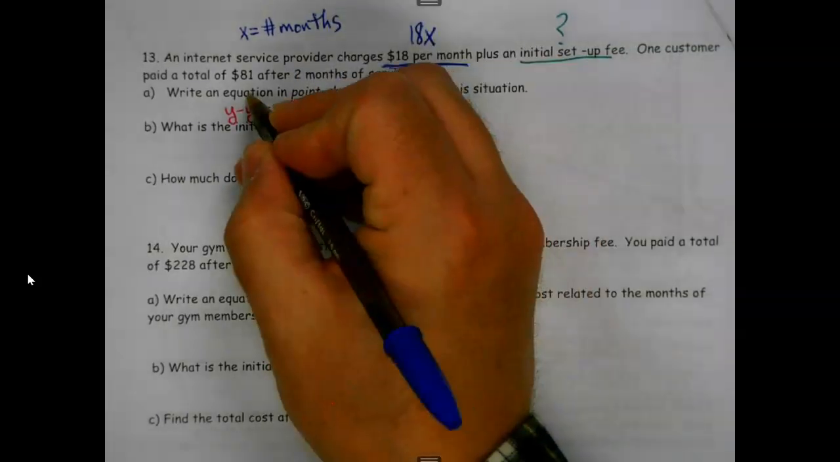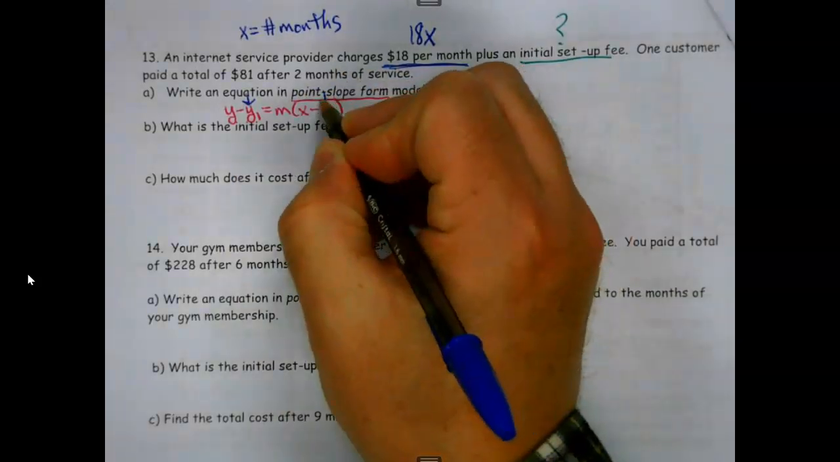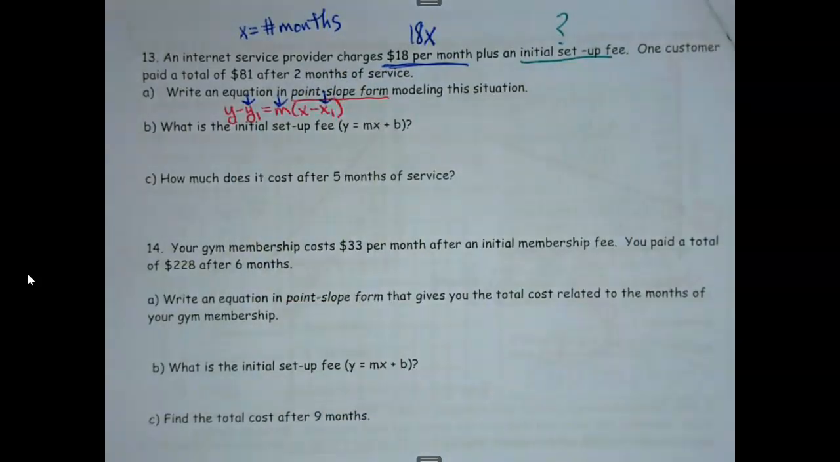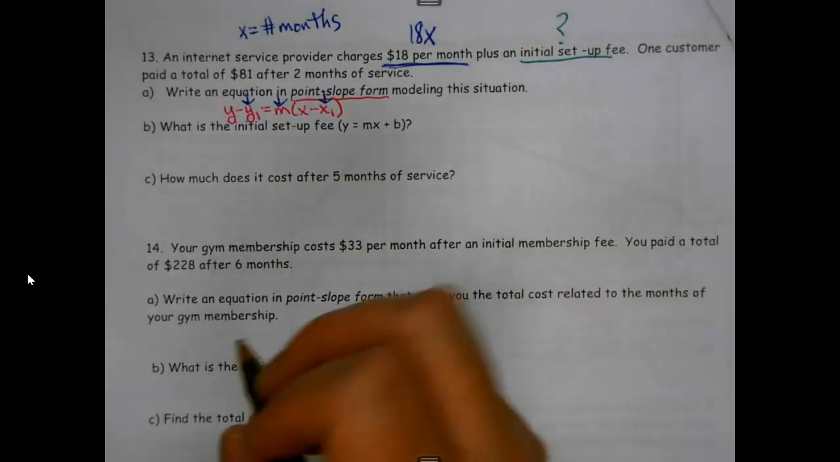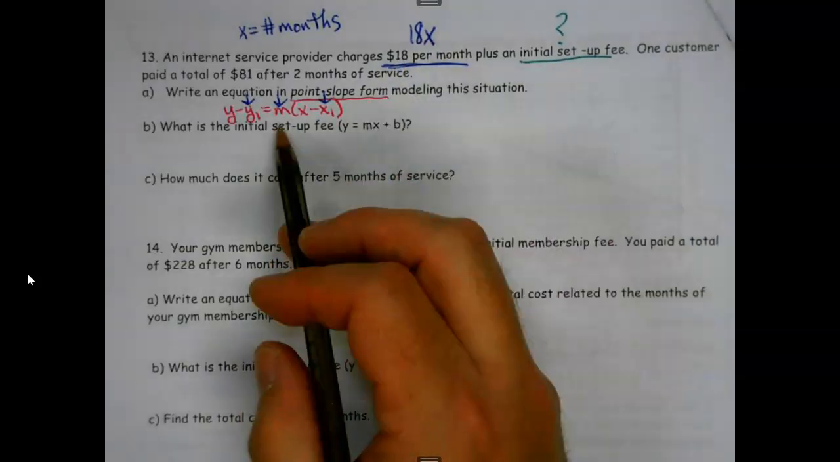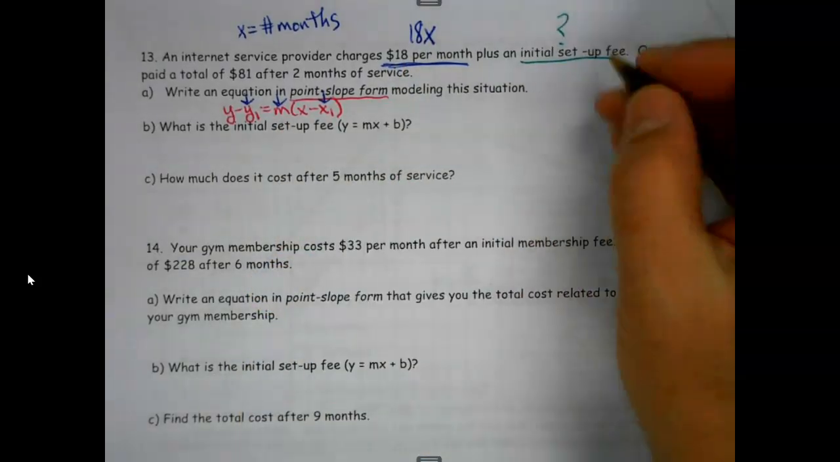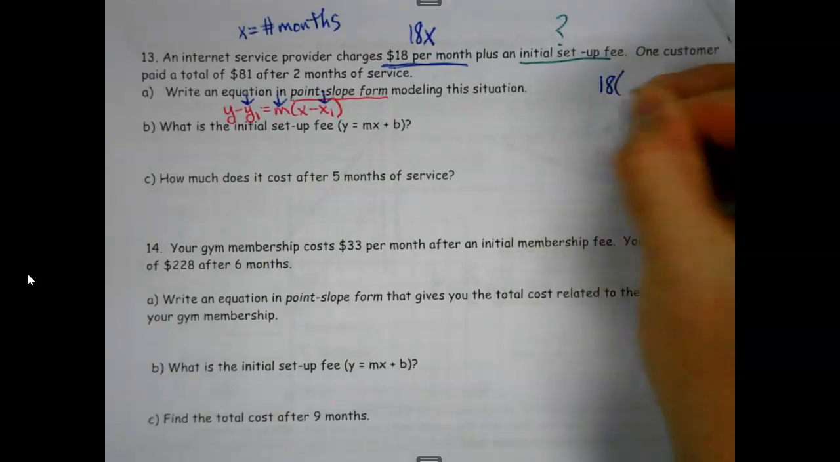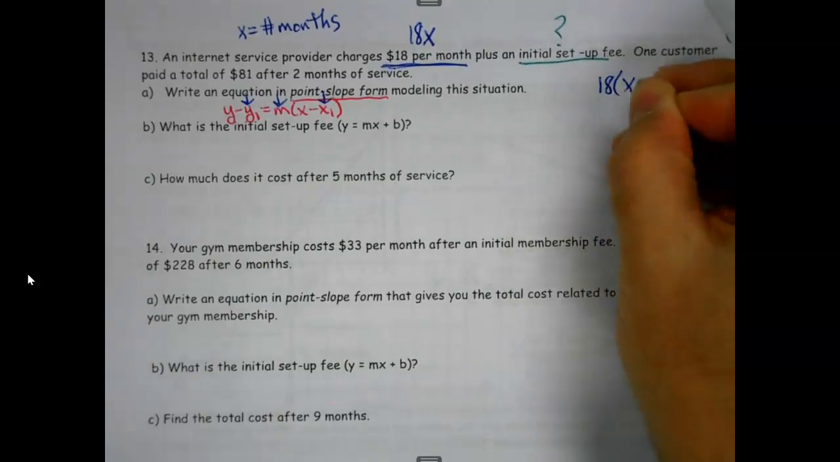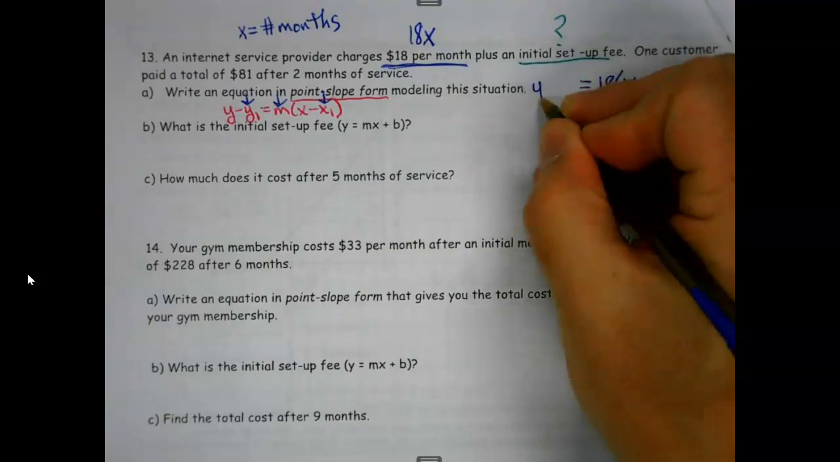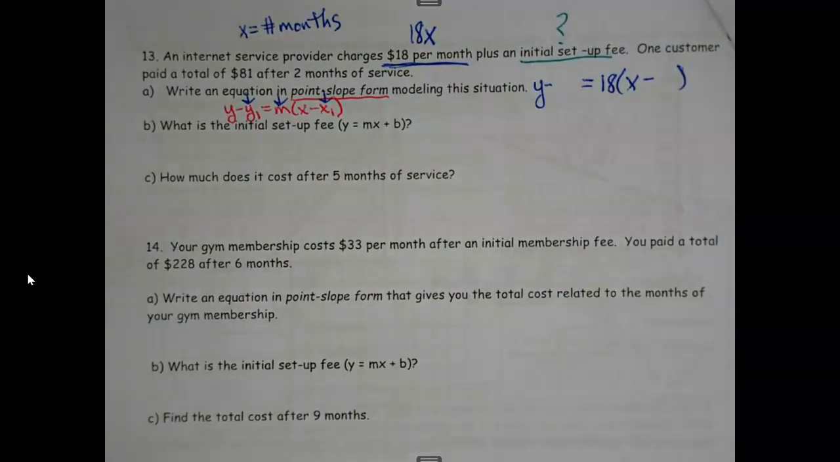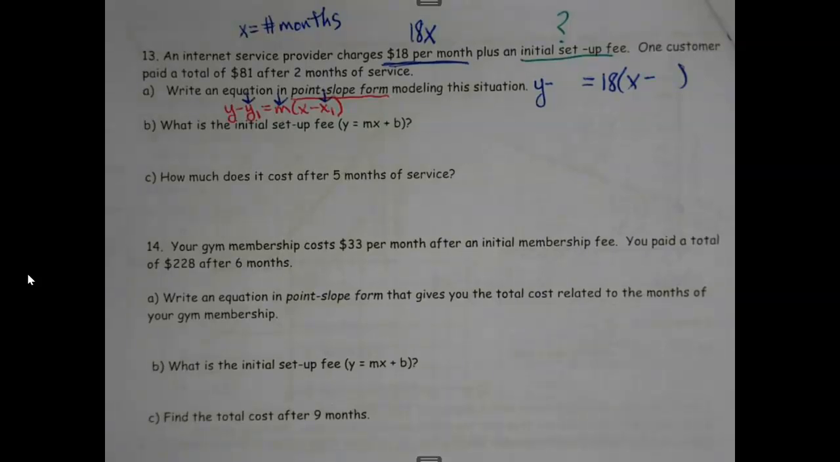So, let's see here. So to do point slope, I need those three values. So let's see if we can figure this out. Okay, let's see. $18 per month, that sounds like my M. So we know that 18 is going to be there. This X and the first Y never change. So we're hoping that we can figure out the rest of this. So here's the thing.